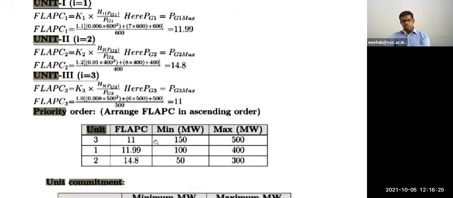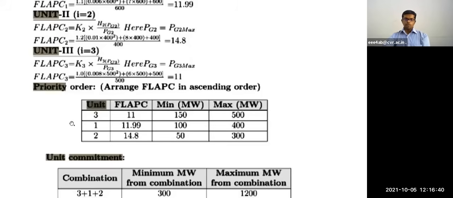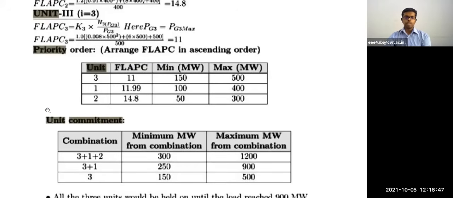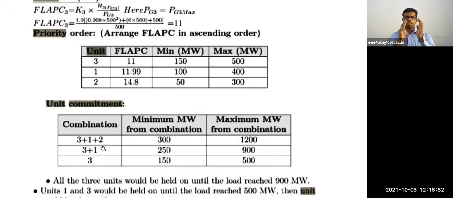So for the third generating unit, that is 150 megawatt to 500 megawatt. Then the first generating unit, 100 megawatt to 400 megawatt. The second generating unit, 50 megawatt to 300 megawatt. Next, after formulating this priority order, we need to go for the unit commitment. Whichever combination we go for, we can easily satisfy the minimum and maximum operating limit combination. That also you need to go for.